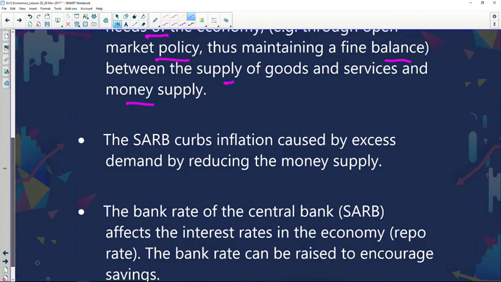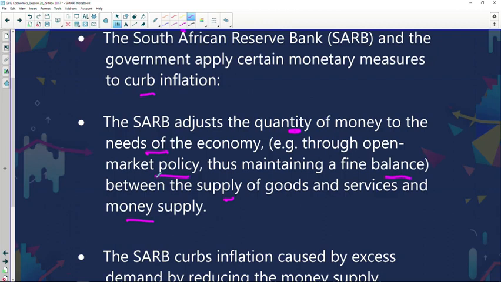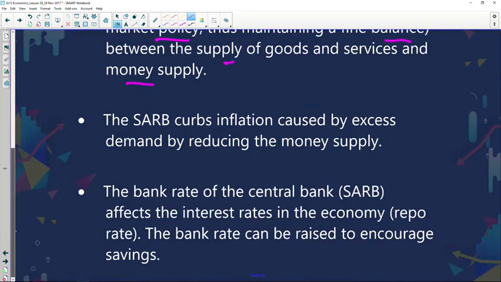The Reserve Bank can also lower the inflation using the excess demand, in terms of what is supplied. So the South African Reserve Bank curbs inflation caused by excess demand by reducing the money supply. So if they reduce the money that is supplied in the economy, then they will reduce the demand for products as well, because there is limited money supplied by the Reserve Bank, and therefore it will directly affect the demand in the economy.